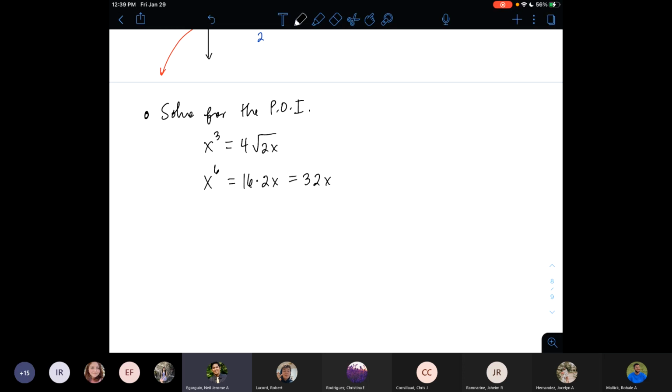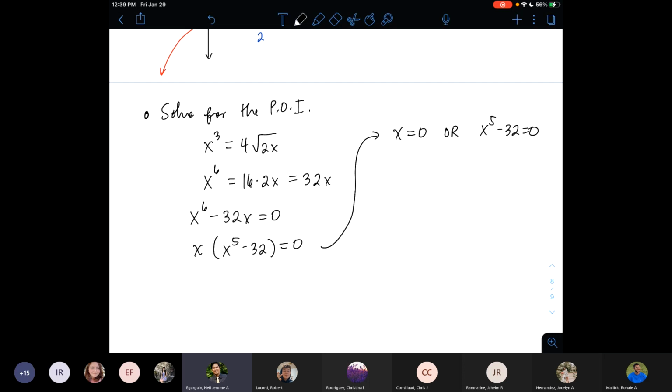And then I collect everything to the left side. So I'll have x to the 6th minus 32x equals 0. I'll factor out the x. x times (x to the 5th minus 32) equals 0. And this means that either x is 0 or x to the 5th minus 32 is 0, but that means x to the 5th is 32, and that means x is equal to 2. So indeed, we have the right x values.